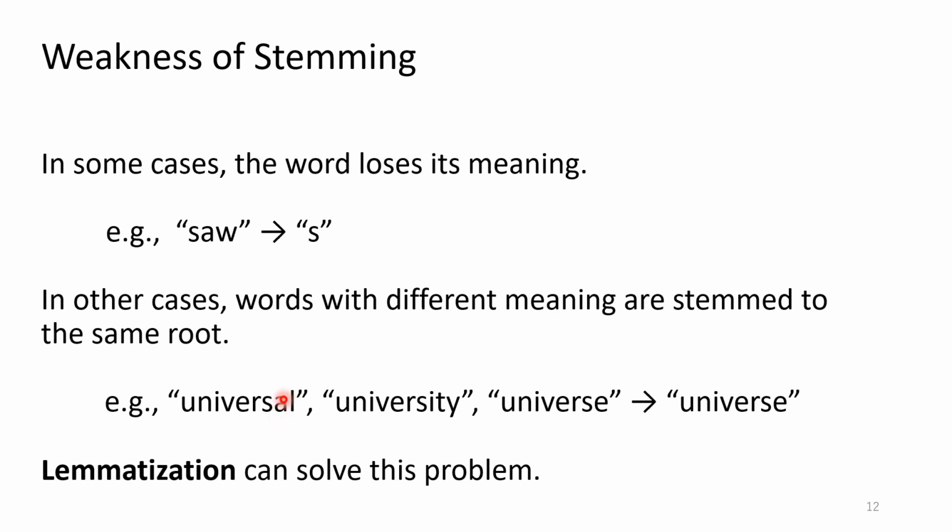In stemming, we just chop off the last part of the word. So correct, yeah, in these cases, stemming regards al and ty and se as a suffix, so they all become univers. So the computer cannot distinguish these three words. But lemmatization can distinguish these three words as different words.